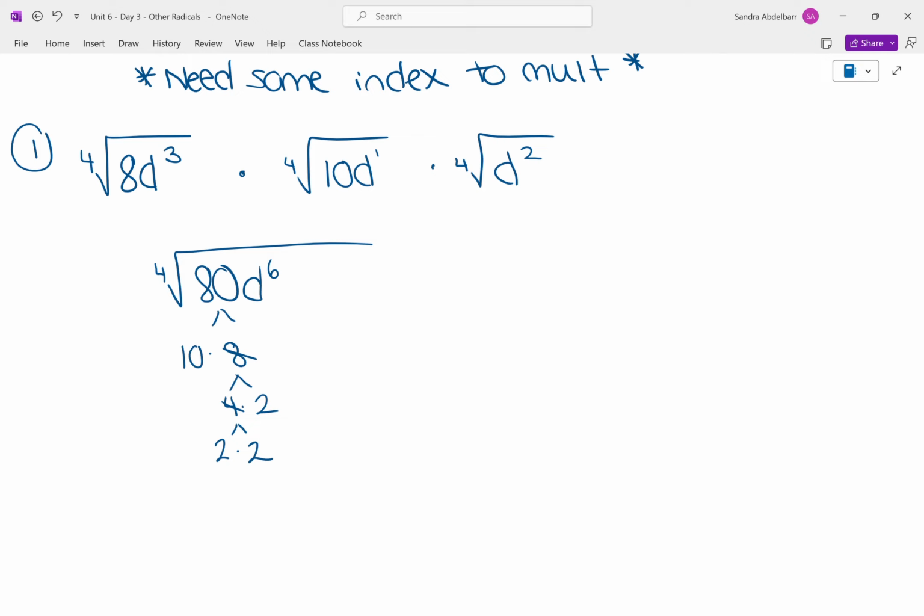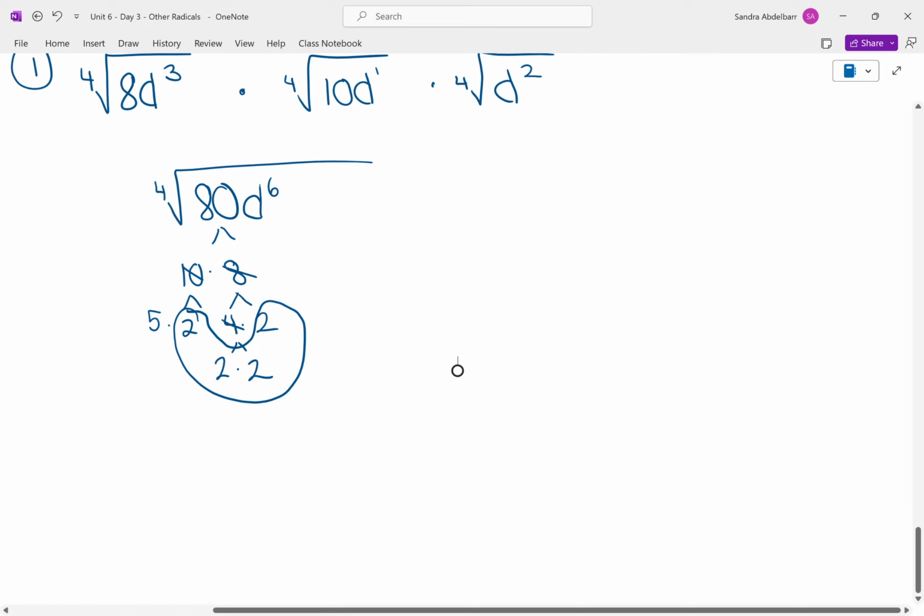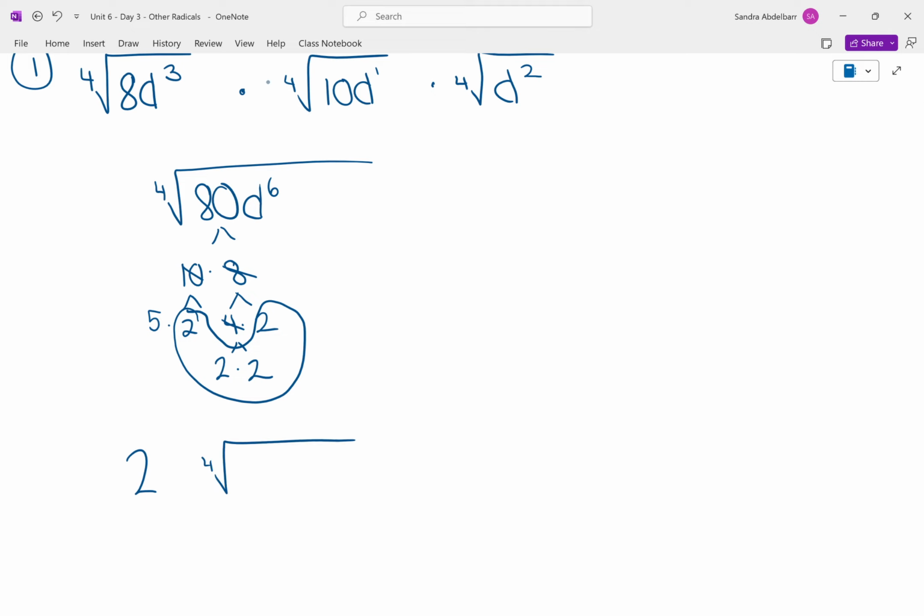Is it worth me breaking down the 10? Yeah, why is it worth me breaking down the 10? Michael? I could get another 2 to make a group of 4. So then here's our group of 4. I'm going to pull 1, 2 to the outside of the radical, and a 5 is left inside the radical.